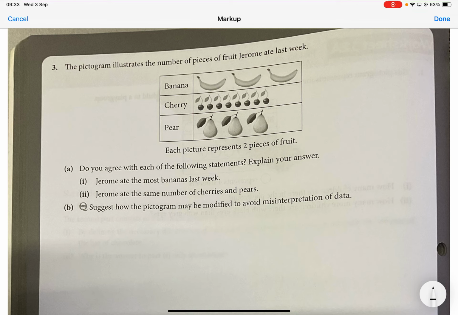Then how many cherries? 1, 2, 3, 4, 5, 6, 7, 8. Actually he ate 16 cherries. Okay? Because each one is 2. 6, 16. 6 also. Do you agree? Jerome ate the most bananas? No. Ate the same number of cherries and pears? No.